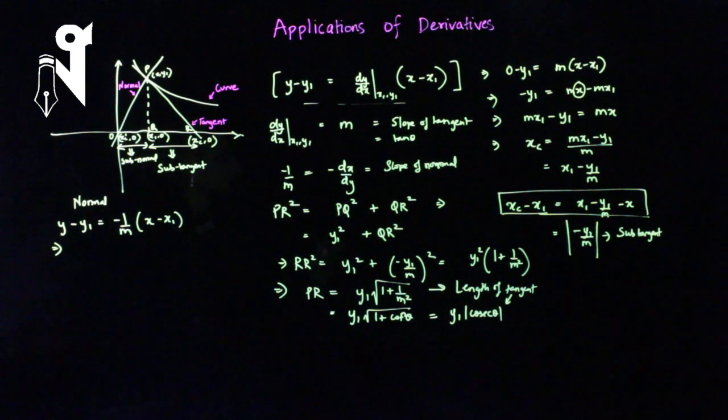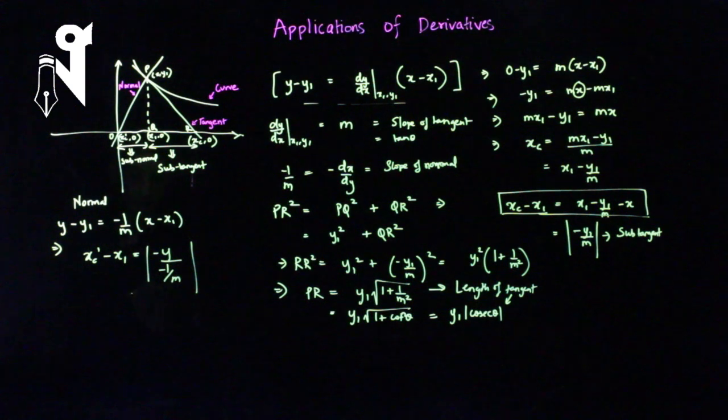Okay. So finally what I've got as subtangent is basically xc minus x1. Over here in the final formula, I just need to replace m with minus 1 by m. So xc dash minus x1 is just minus y by minus 1 by m. Again, it's a mod because I'm taking length. So this is the subnormal.